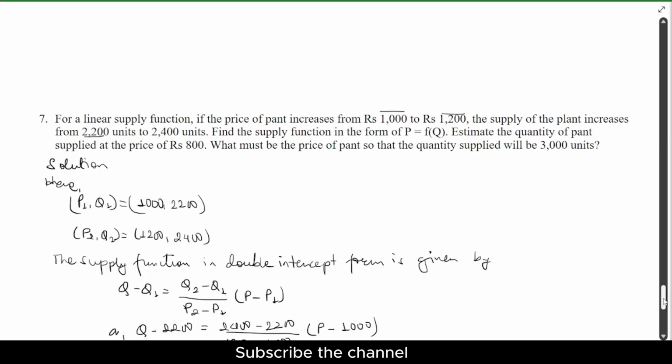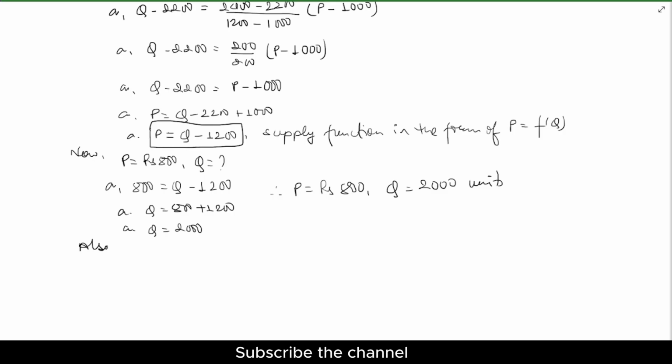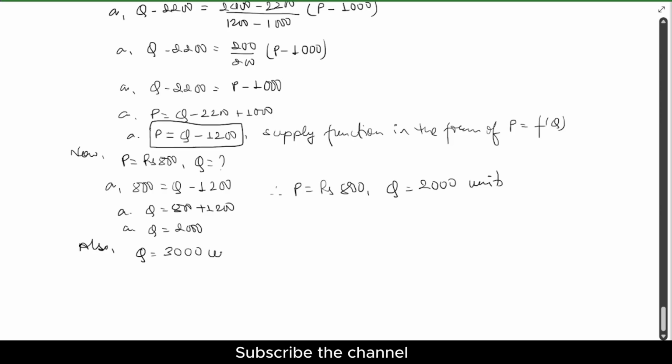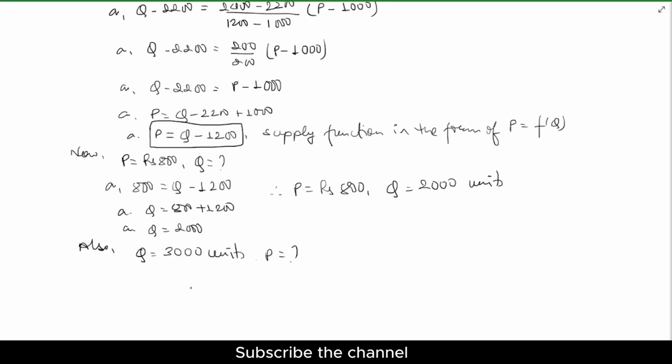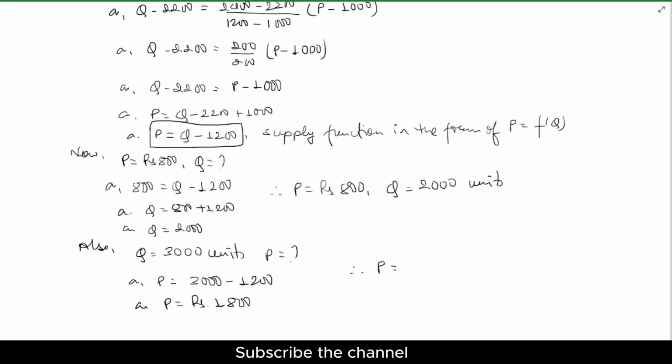Let's see the next one. What must be the price of the pen so that the quantity supplied will be 3000 units? If the quantity supplied equals 3000 units, what is the price? We'll substitute this value in the obtained equation. P equals 3000 minus 1200, which is 1800. Therefore, the price will be rupees 1800 for the quantity of 3000 units.